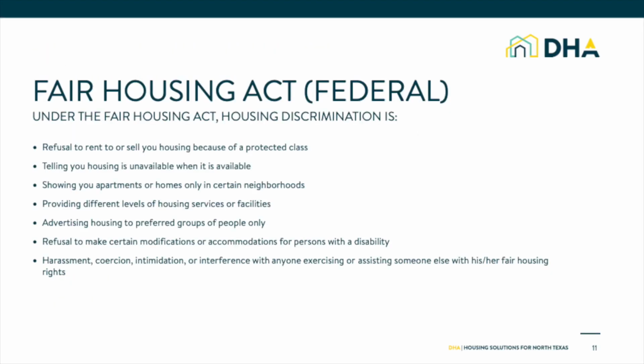Under the Fair Housing Act, housing discrimination includes refusal to rent to you or sell you housing because of a protected class, telling you housing is unavailable when it is available, showing you apartments or homes only in certain neighborhoods, providing different levels of housing services or facilities, advertising housing to preferred groups of people only, refusal to make certain modifications or accommodations for persons with a disability, harassment, coercion, intimidation, or interference with anyone exercising or assisting someone else with his or her fair housing rights.